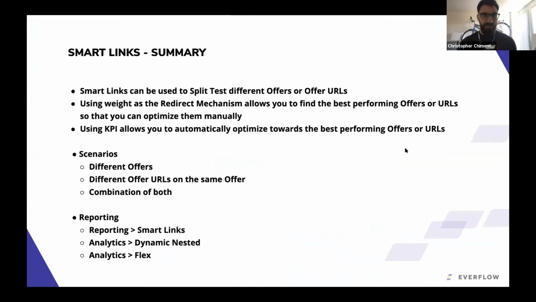So just to kind of summarize, smart links can be used to split test different offers or URLs. Using weight as the redirect mechanism allows you to kind of look at the data yourself and make the decision about which you think is performing best, but you'd have to optimize manually. If you use KPIs, it automatically optimizes towards the best performing offer for you or offer URL.